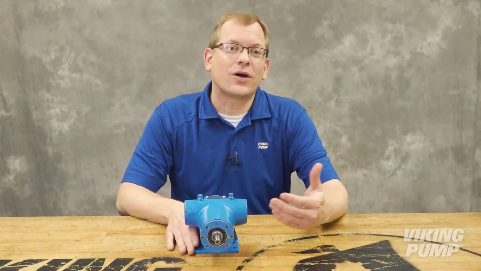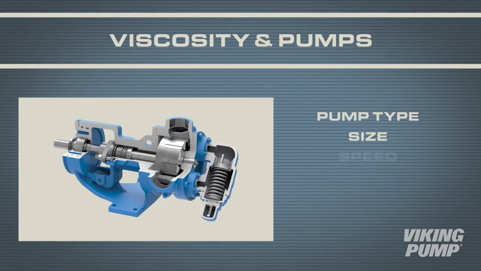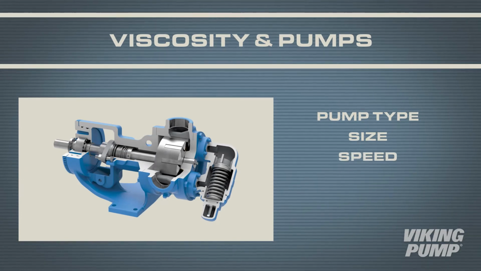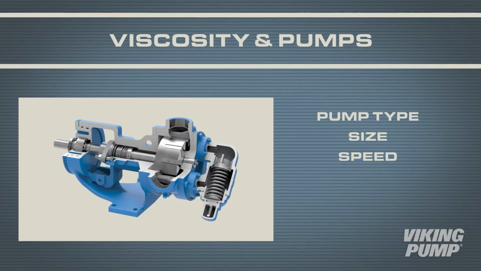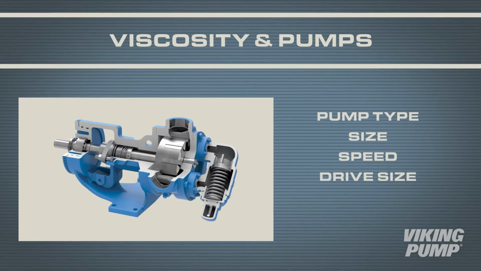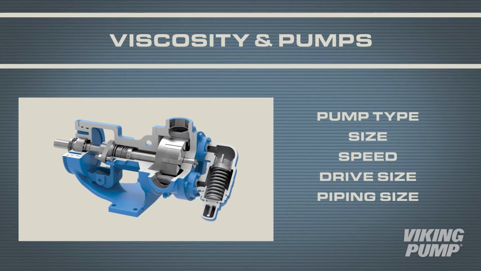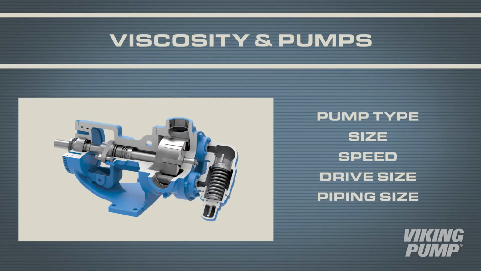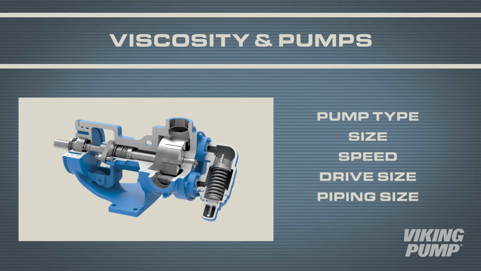Alright, so how does this all relate to pumps? Pump type, the physical size, and the speed are all affected by viscosity. Typically, the more viscous the liquid, the larger and slower the pump. Drive sizing will also be impacted. The more viscous the liquid, the more horsepower required. Piping sizes may be impacted. Viscous liquid means viscous drag in pipes, which means pressure may be higher and NPSH may be lower.